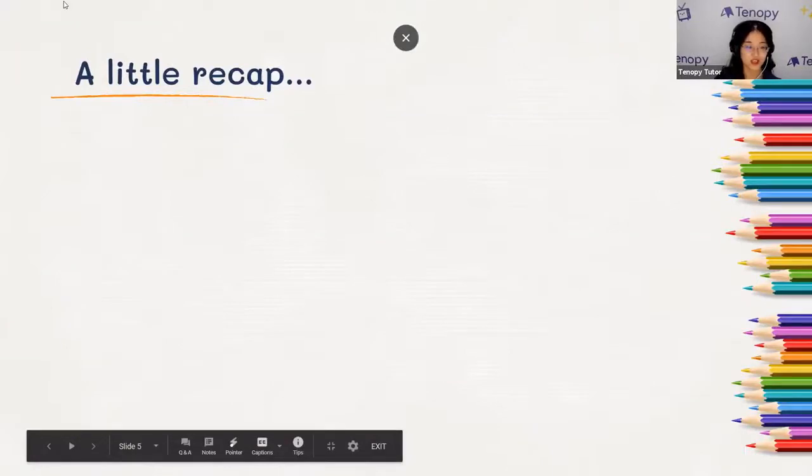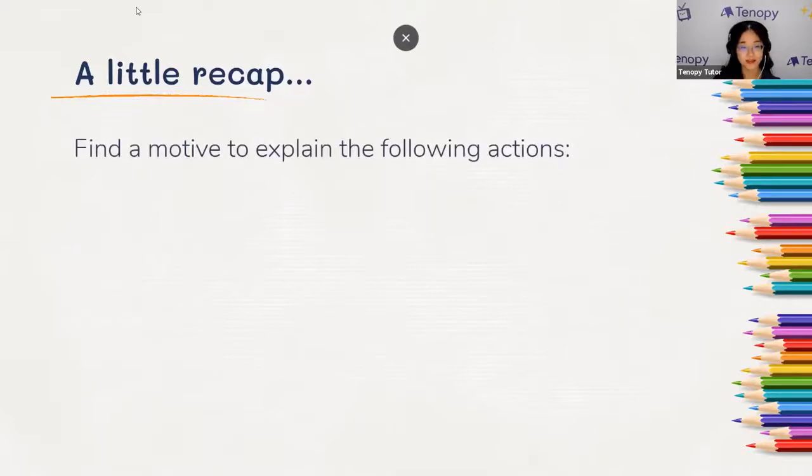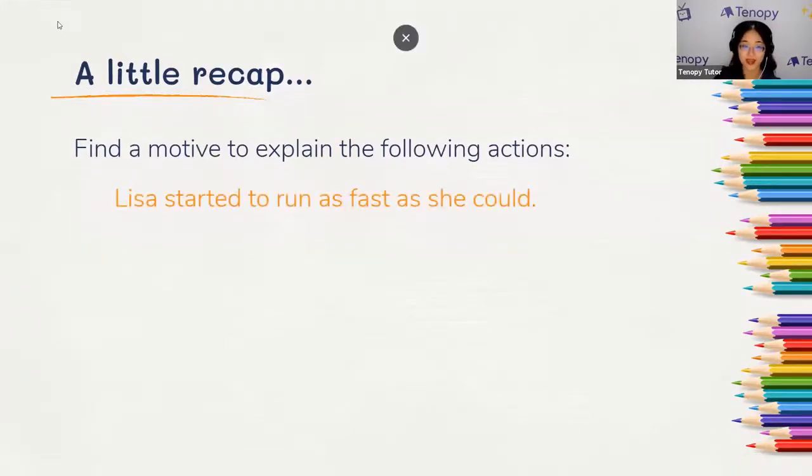We just finished the introduction and we're recapping the homework questions. Technically it's not homework, but a little discussion question for you. Your homework for last week was to find a motive to explain the following actions. The first action you were given was: Lisa started to run as fast as she could.